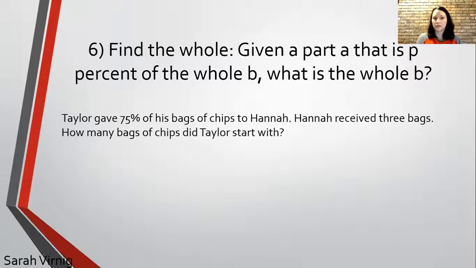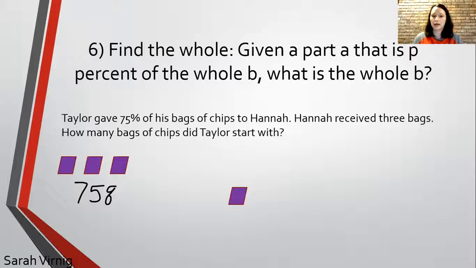All right, and our next one, find the whole. Given a part A that is P% of the whole B, what is the whole B? Okay, so Taylor gave 75% of his bags of chips to Hannah. Hannah received 3 bags. How many bags of chips did Taylor start with? All right, so we have his 75%, right? And again, if we think about money, 3 quarters, same thing as 75 cents, 75%. Okay, and so we want to find out how many bags of chips did Taylor start with.